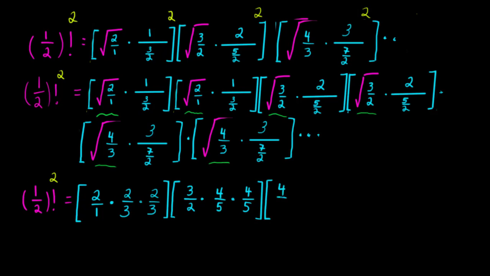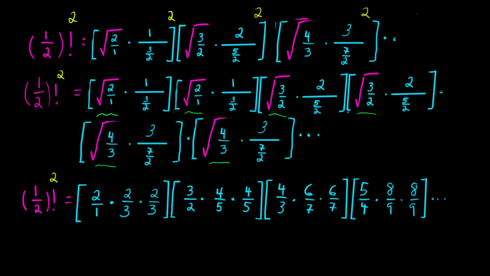And the next one will be 4 over 3, and then 3 over 7 over 2 is 6 over 7, times 6 over 7. And then I haven't written out the terms that follow, but just observing the pattern, we know that the next one should be 5 over 4 times 8 over 9 times 8 over 9, and so on. Okay.